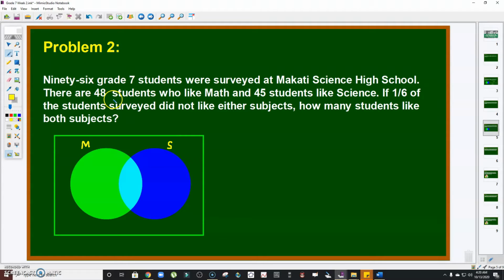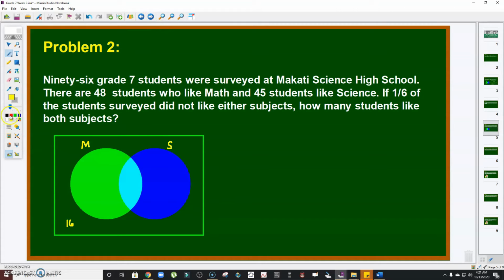Now, the problem says 1/6 of the students surveyed did not like any of the two subjects. So we know 1/6 of 96 is 16. Therefore, I'm going to place 16 in the universal set. See that? Now, the question: how many students like both subjects?